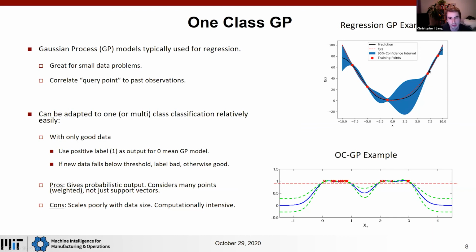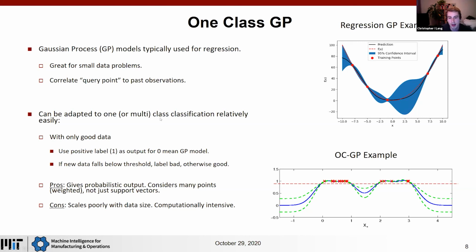What it does is it tries to correlate this query point that we want a distribution for to all our past observations. So if we are choosing a query point very close to one of our past observations, it can create a very tight distribution because it's very heavily correlated to one of these. But then as you get farther out, it will give you still a nice interpolation between the points, but a larger confidence interval. So you can actually easily adapt this to classification problems, either multi or one class classification problems.